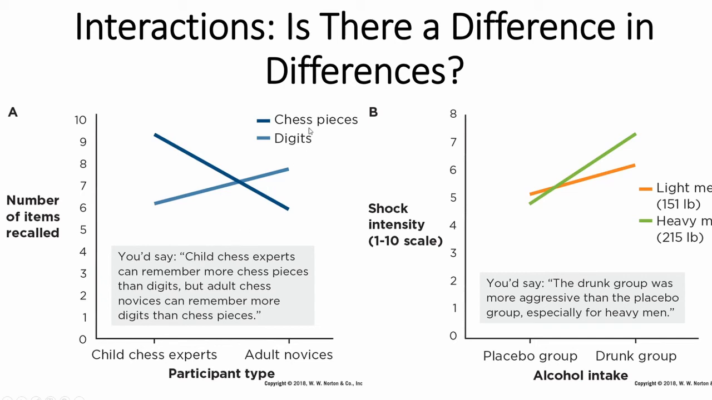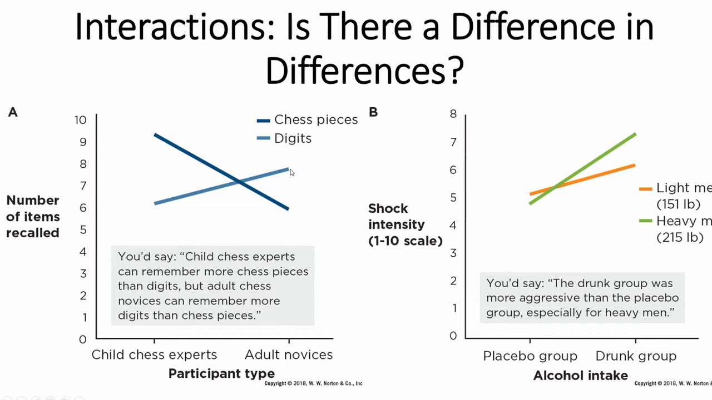Again, we have our chess pieces, using the examples over and over again. So child chess experts and adult novices being tested with chess pieces versus digits. We can say child chess experts can remember more chess pieces than digits, but adult chess novices remember more digits than chess pieces. So that's how they've framed this.